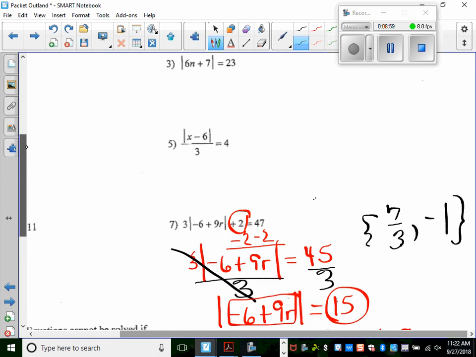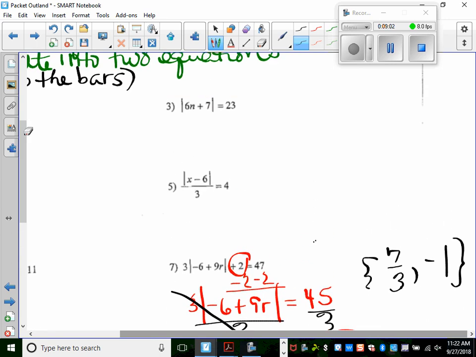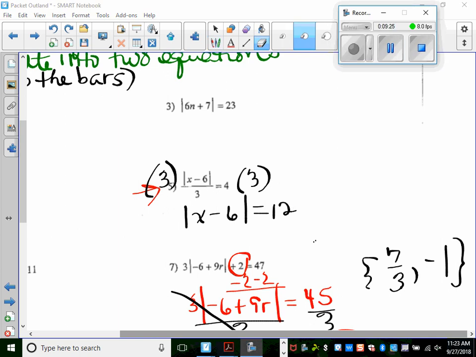All right, let's move up to the top. We're going to do question number 5. In question number 5, it actually has divided by 3, so let's go ahead and multiply both sides by 3. That gives me the absolute value of x minus 6 equals 12. Now we're ready to separate it because it equals a positive 12. We can continue to move on. My equations will be pretty simple.